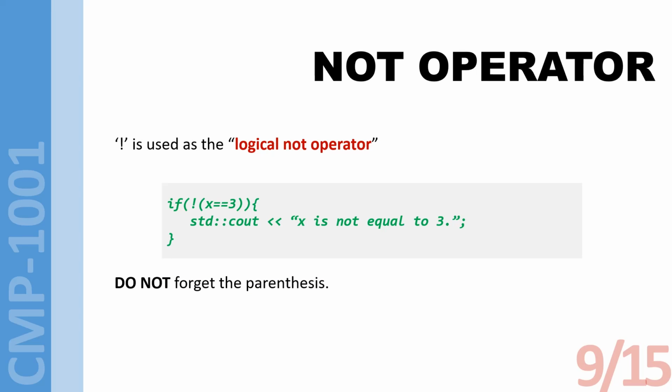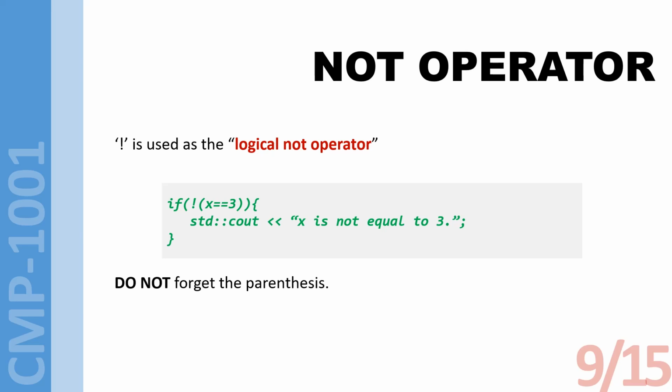As in regular mathematical logic, we also have a logical not operator in C++, depicted by the exclamation mark character. What this operator does is it simply reverses the outcome of any other comparison that it is in front of. So if you have something like if not x equal 3, it just says if the outcome of x equal 3 is true, it's gonna reverse it, so it will make it false. If the outcome of this comparison x equal 3 is false, then it will reverse it and the outcome will be true.